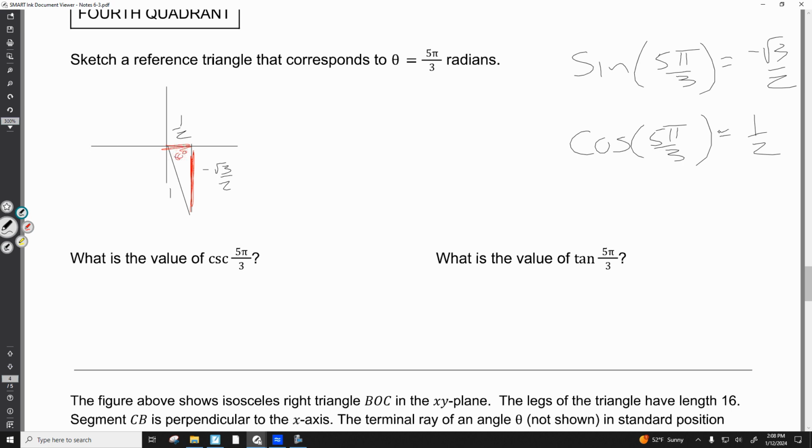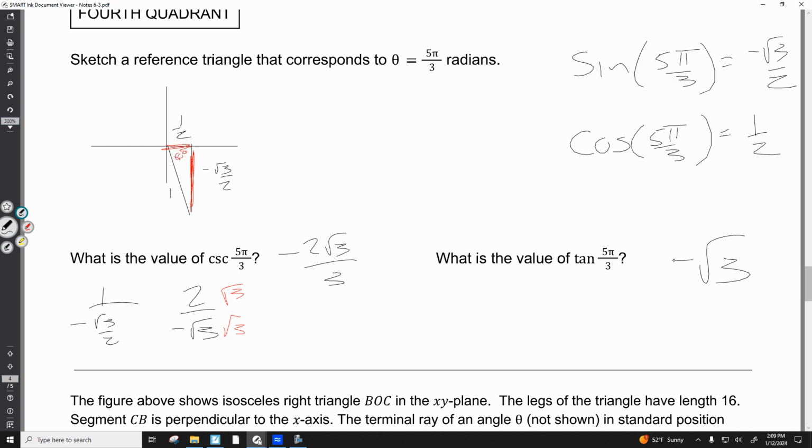Cosecant, sine flipped. Here's sine. It's hypotenuse over opposite. You can write it as 1 over negative root 3 over 2, or just flip it, and you get 2 over root 3. You can put the negative anywhere. We rationalize by multiplying the top and bottom by the square root in the bottom. This becomes 2 root 3 over 3. Root 3 times root 3 is just 3. Keep the negative somewhere and you're good. Tangent, opposite over adjacent, negative root 3.